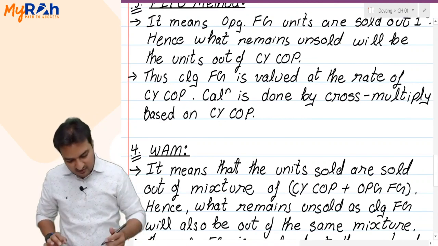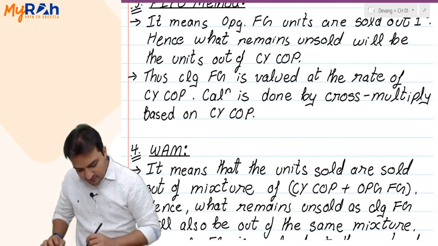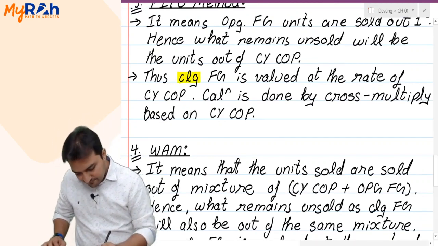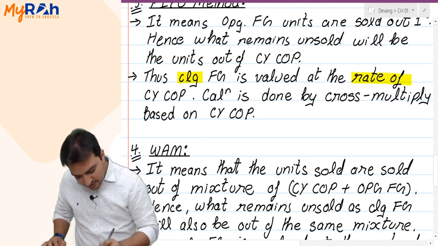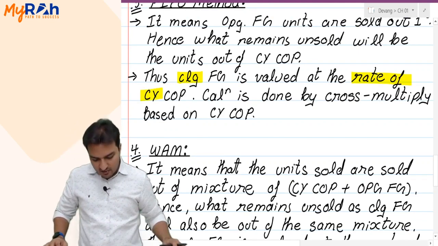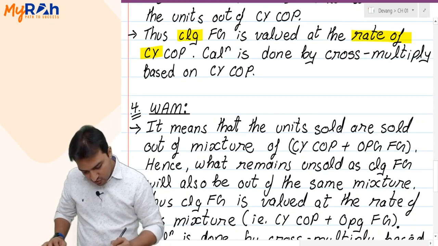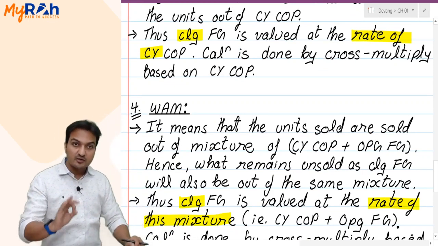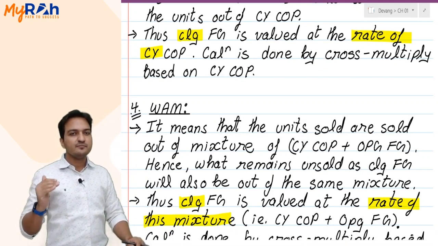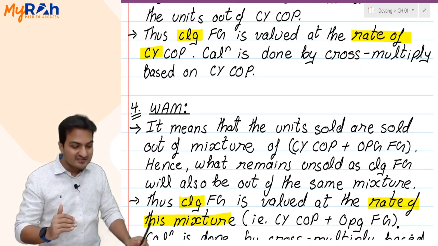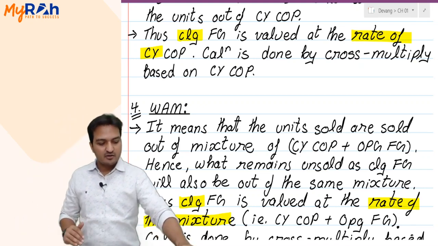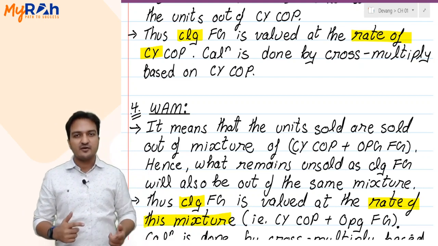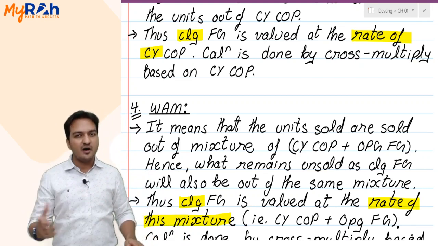You can underline that here, that under FIFO method, my closing is valued at the rate of current year, and under weighted average method, closing is always valued at the rate of the mixture. And what does mixture mean? Mixture means current year plus opening. Yes, can you remember that? These are the basic concepts about FIFO and weighted average, which will apply at many other places also.